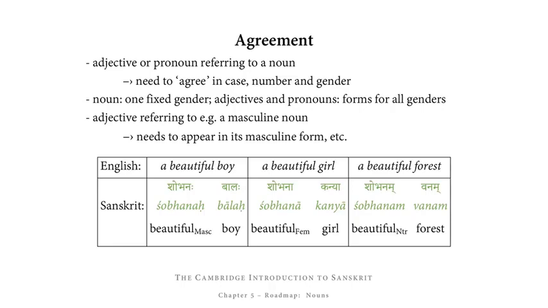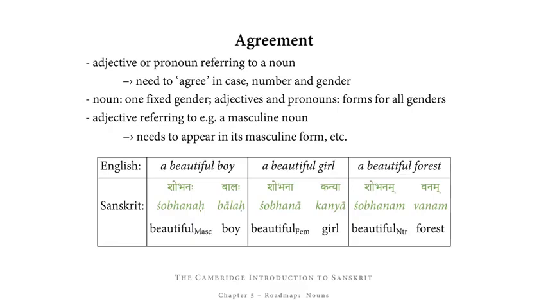So, all nominal forms are marked for these three categories: case, number, and gender. This leads to a phenomenon that we call agreement, and agreement here again is used as a technical grammatical term. When an adjective or a pronoun refers to a noun, they need to agree in case, number, and gender with that noun. A noun has one fixed grammatical gender, so it's either masculine or feminine or neuter. Adjectives and pronouns, on the other hand, have forms for all the different genders so that they can agree with any kind of noun. An adjective referring to a masculine noun, for example, thus needs to appear in its masculine form.